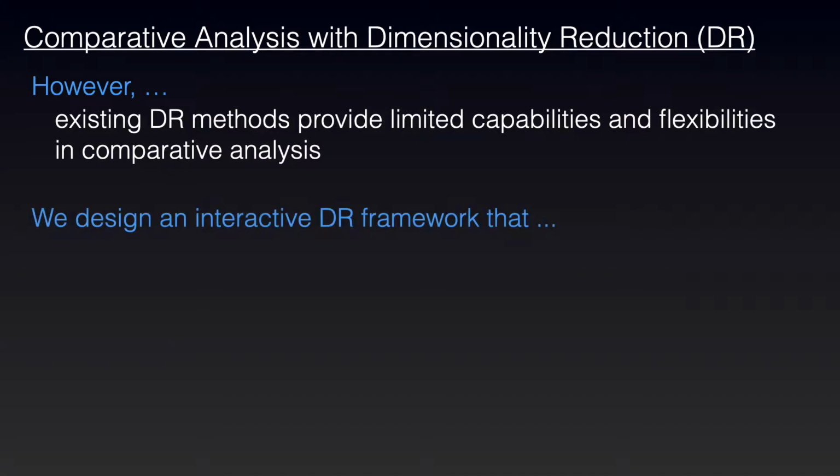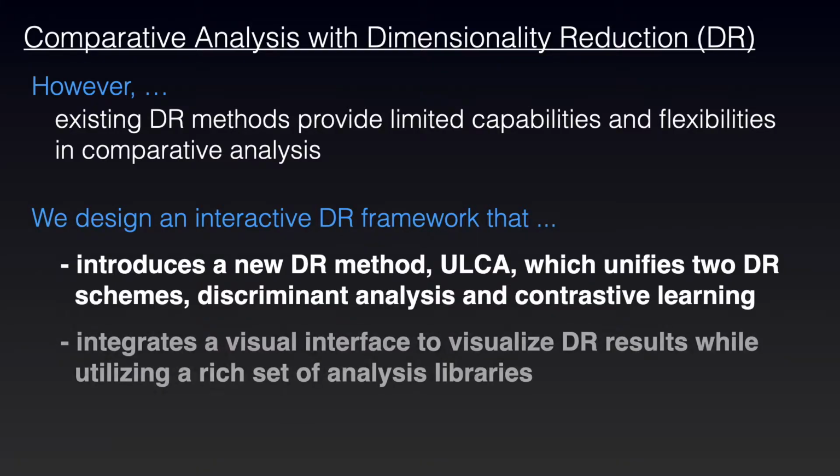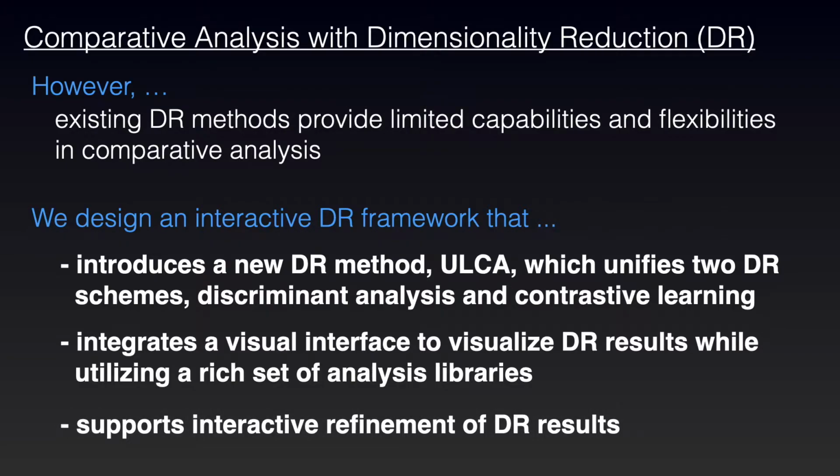To address this problem, we designed an interactive dimensionality reduction framework that provides sufficient analysis capabilities and flexibilities for comparative analysis by introducing a new dimensionality reduction method called ULCA. With ULCA, analysts can compare groups by using the collective power of discriminant analysis and contrastive learning. The framework also provides a visual interface that can be used with existing analysis and visualization libraries. Lastly, our optimization algorithm allows the analyst to interactively refine the dimensionality reduction results.